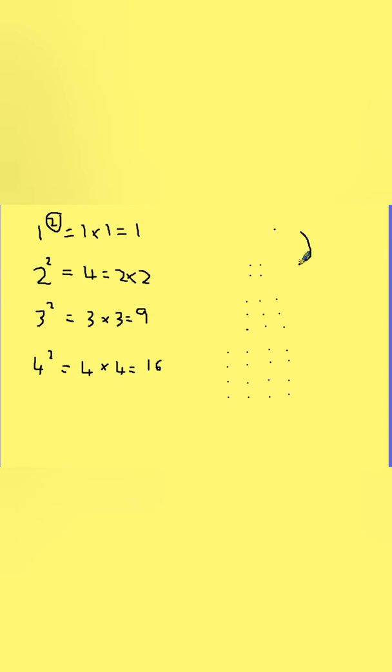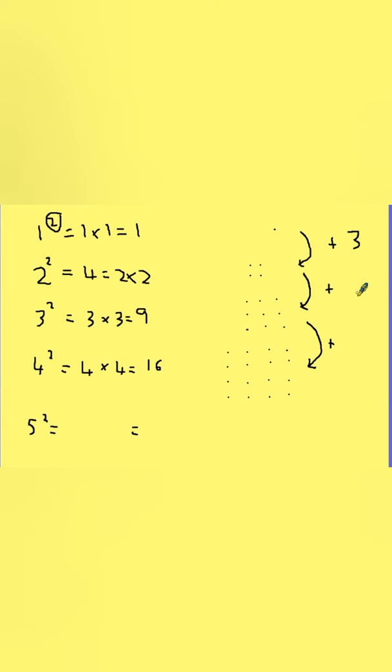And if you look now, see if you can work out the difference. So, difference between 1 and 4, what's the difference? Difference between 4 and 9, what's the difference? Difference between 9 and 16. And see if you can work out 5 squared without doing 5 times 5. And you'll start to notice the pattern.